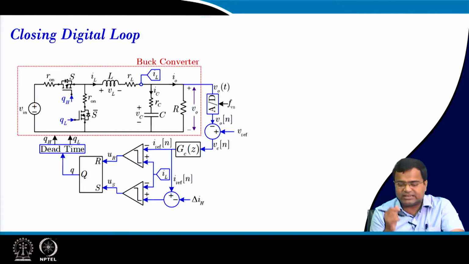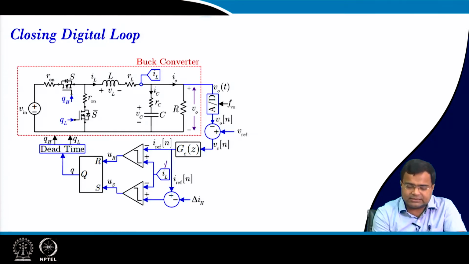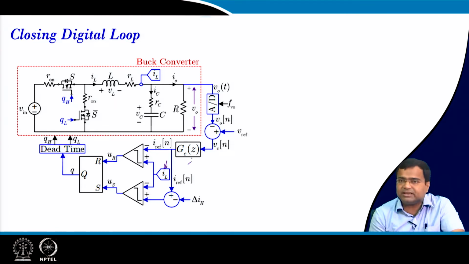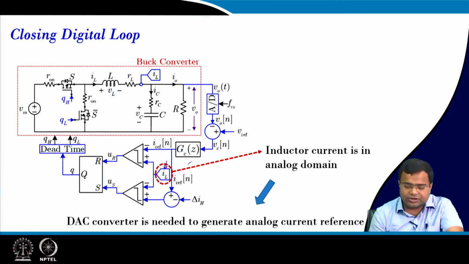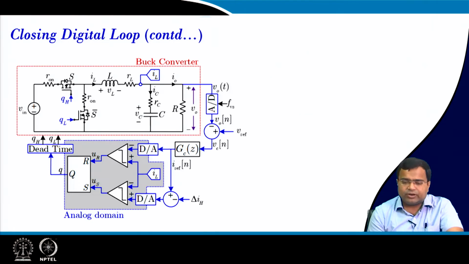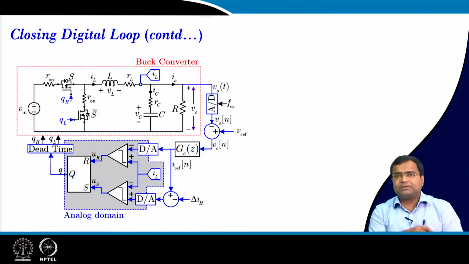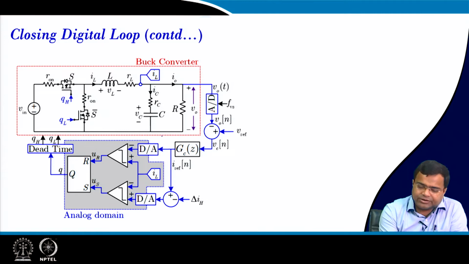Now, when you close the digital loop, the inductor is in analog and the control is in digital, so you cannot use a mixed domain thing directly. You need a D to A converter, which we also discussed in the previous class. If you straight away replace, you need to insert a D to A converter for these two references, because they are already digital. Why did we keep delta IH in digital?